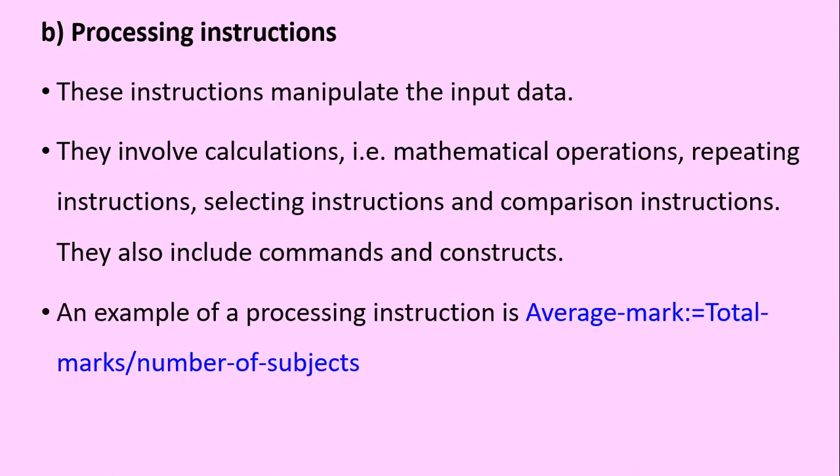An example of a processing instruction is: average mark equals total marks divided by number of subjects. In other words, this statement says assign the result of total marks divided by the number of subjects to the average mark.